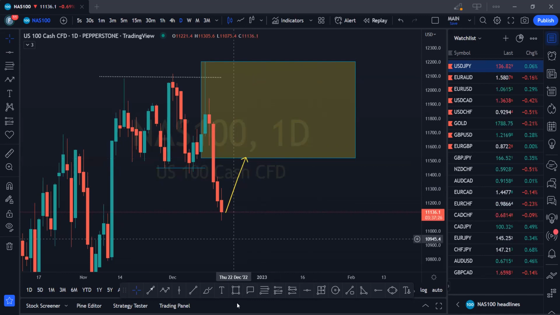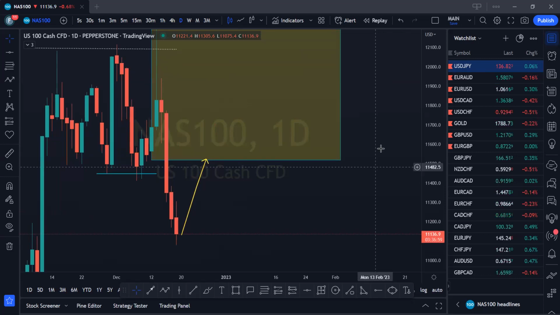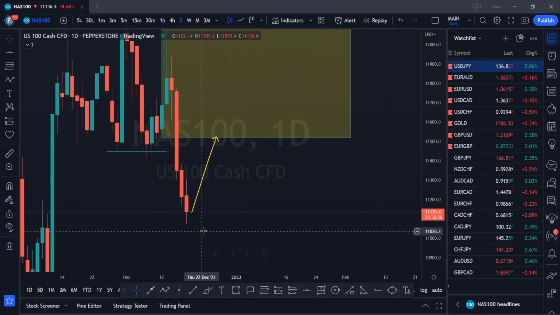So price is here right now. As soon as price touches this zone on daily, you now want to go to a lower time frame to get entry. On lower time frame as well, you will be waiting for market structure to shift to bearish. Hope I'm making sense to somebody. I'm not sure I'm making sense, but let me try and explain it properly.